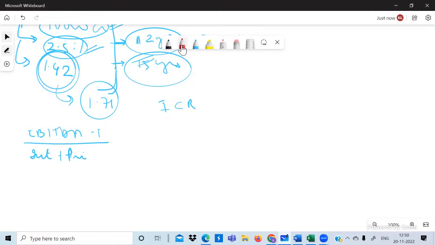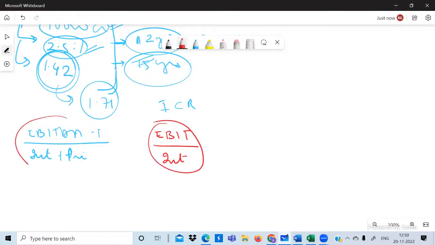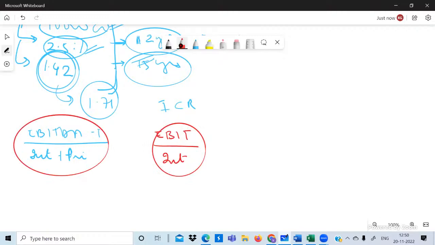My numerator will change. My numerator will become EBIT, and denominator will be only interest. So in interest coverage ratio, I'm just looking at the interest repayment capacity. In DSCR, I'm looking at the total repayment capacity. So in DSCR, I'm seeing whether you can pay interest and principal. In interest coverage ratio, I'm just looking at the interest repayment capacity. So it's a much more narrower concept compared to DSCR, which is a broader concept. Any doubt with interest coverage ratio or the debt service coverage ratio?